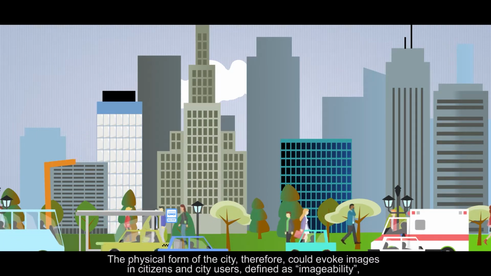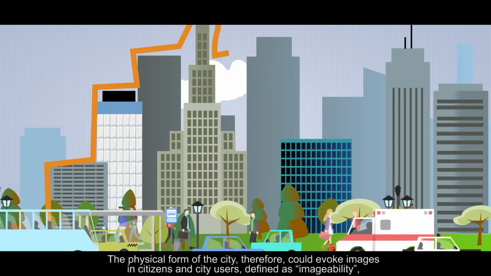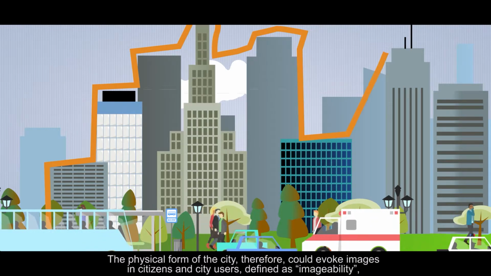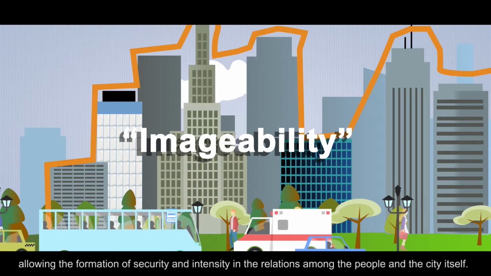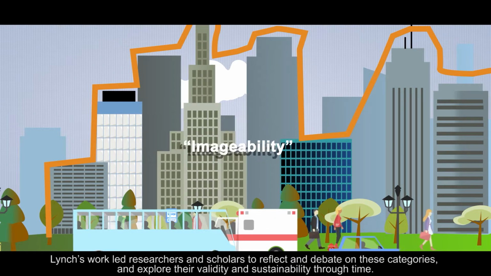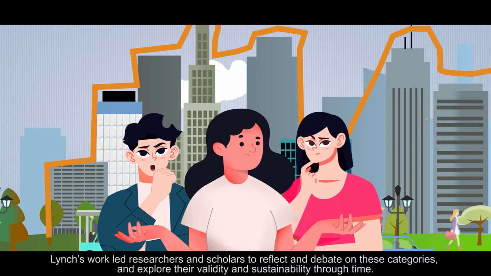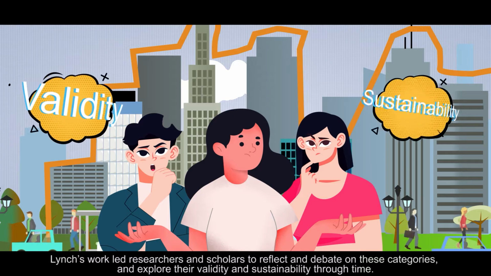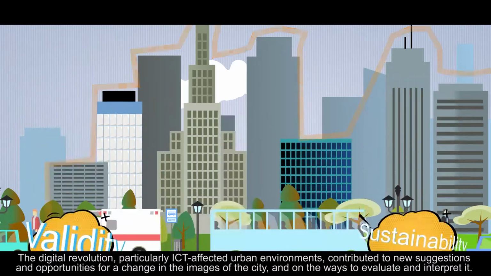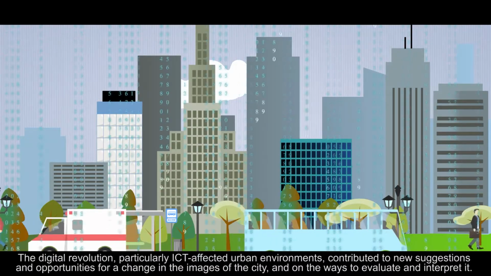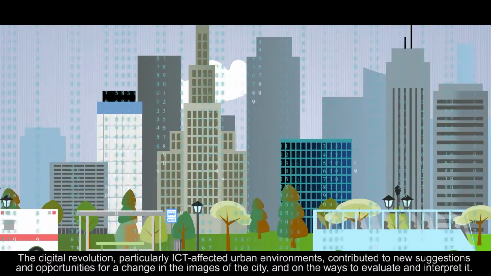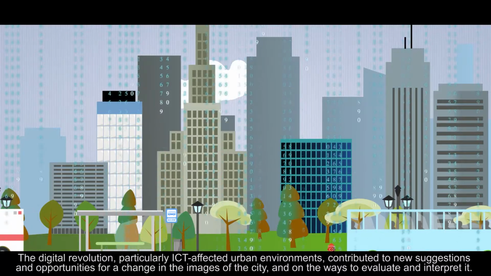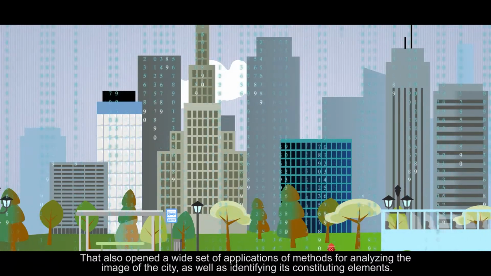The physical form of the city, therefore, could evoke images in citizens and city users, defined as imageability, allowing the formation of security and intensity in the relations among the people and the city itself. Lynch's work led researchers and scholars to reflect and debate on these categories and explore their validity and sustainability through time. The digital revolution, particularly information and communication technologies, affected urban environments and contributed to new suggestions and opportunities for a change in the images of the city and in the ways to evaluate and interpret it.